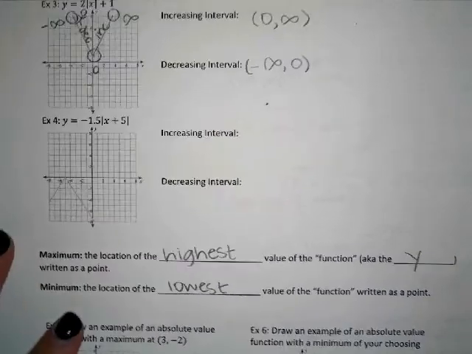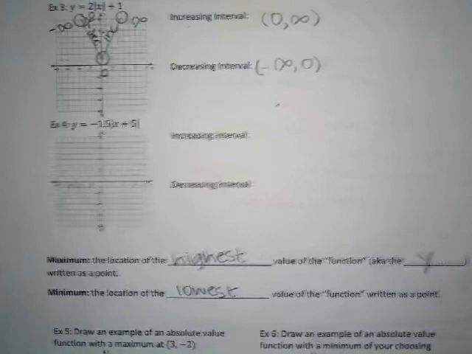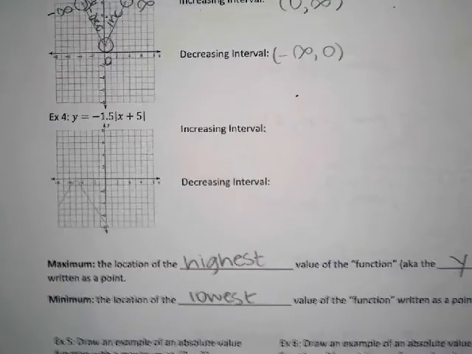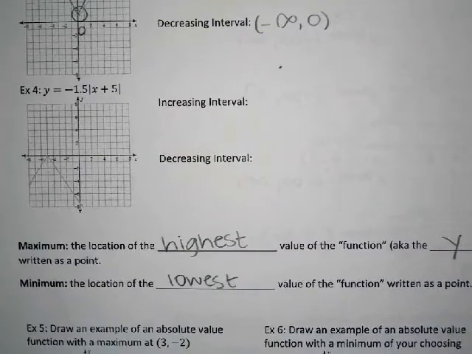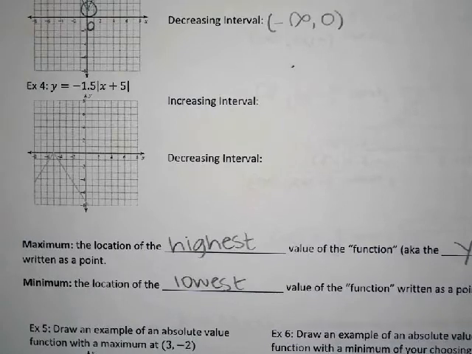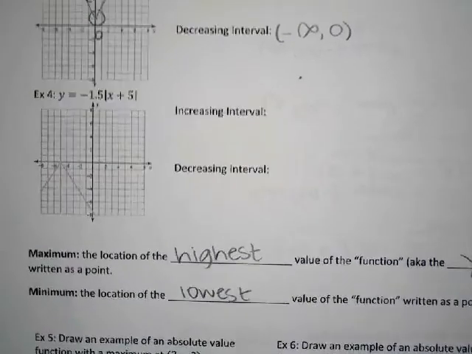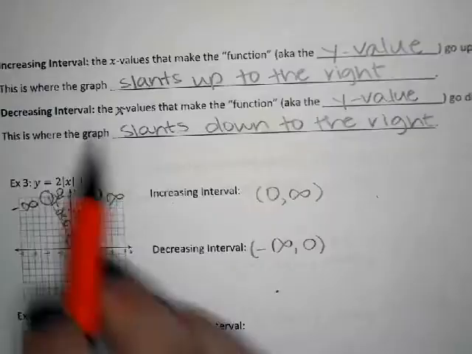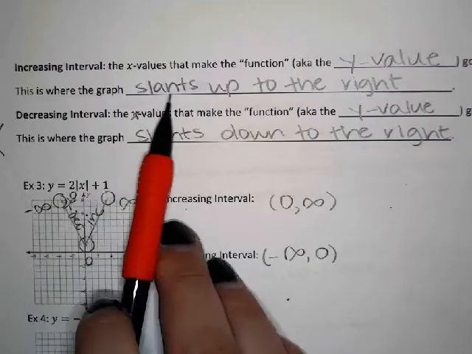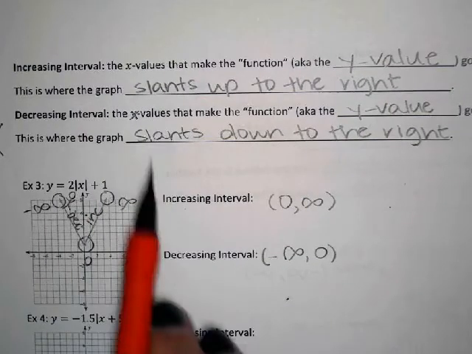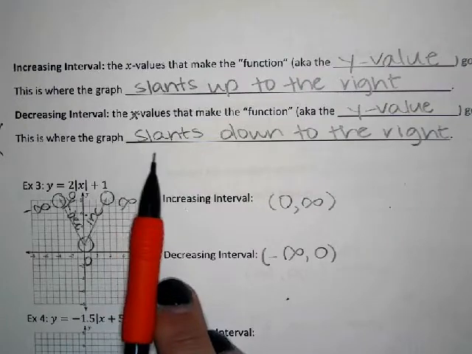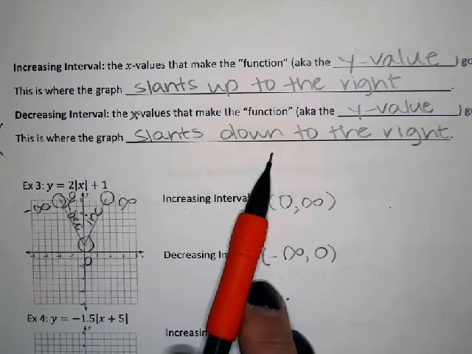All right, so we did the first increasing and decreasing example. We're going to go back and finish the second one. So just a reminder, the increasing part of the graph is where it slants up to the right. The decreasing part of the graph is where it slants down to the right.